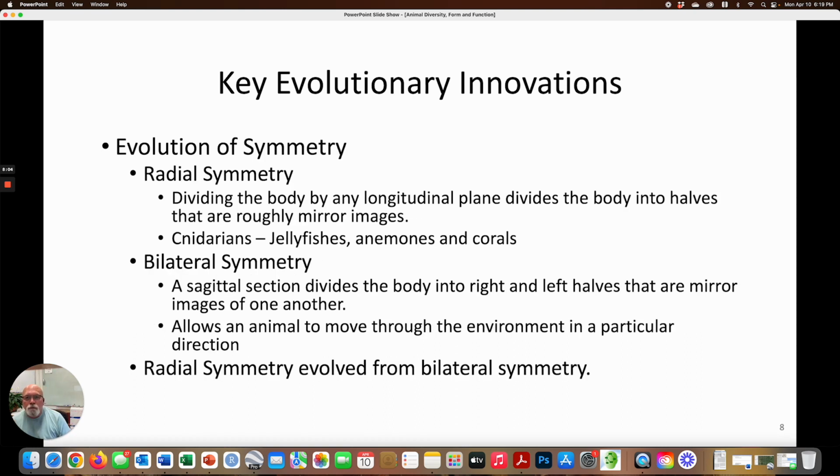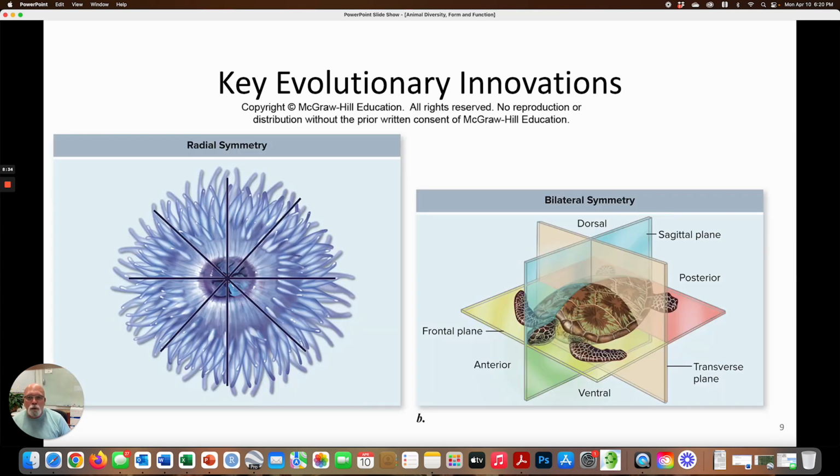We also see the evolution of symmetry in animals. We have asymmetric animals, of course, but we also have radially symmetric animals and bilaterally symmetric animals. These are the definitions of the two types of symmetry. And one of the advantages of bilateral symmetry is it allows an animal to move through the environment in a particular way. And then radial symmetry is believed to have been evolved from bilateral symmetry, but the easiest way to understand radial and bilateral symmetry is to actually see it in organisms.